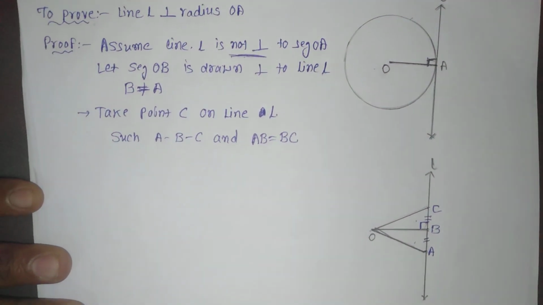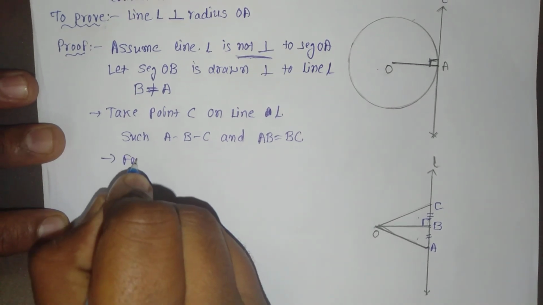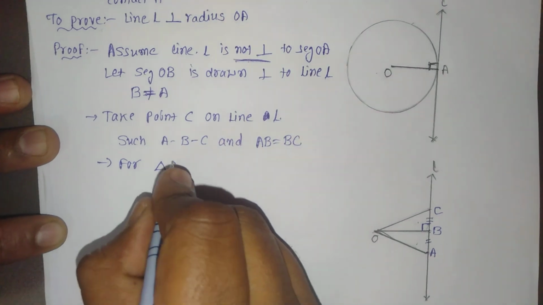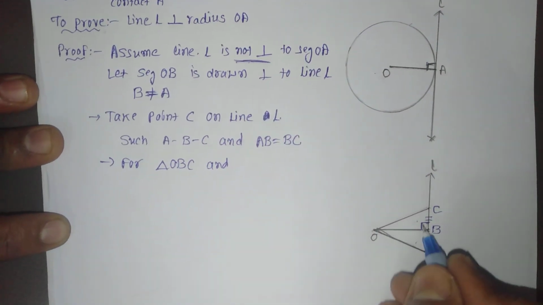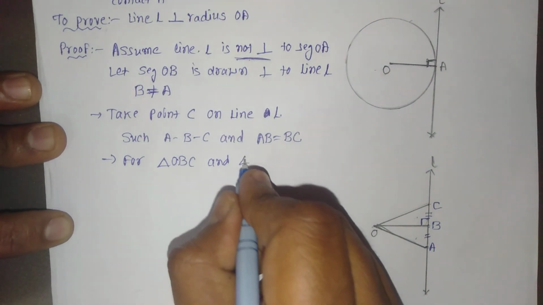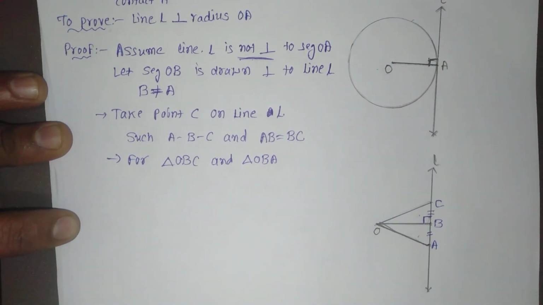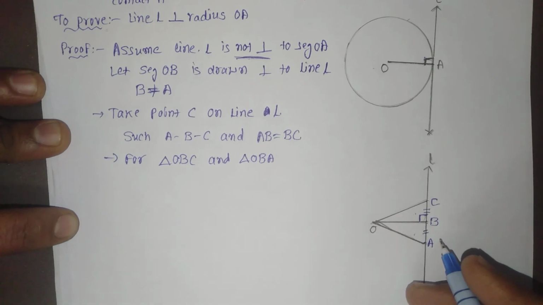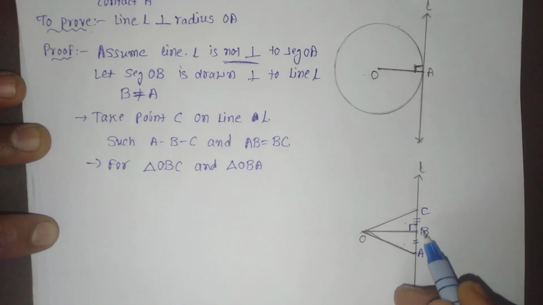Which two triangles? That I'll write. For triangle OBC and the triangle OBA, this side triangle OBA. Now we will see the congruence for both of them. Then one thing is clear from here, that is BC is equal to BA.